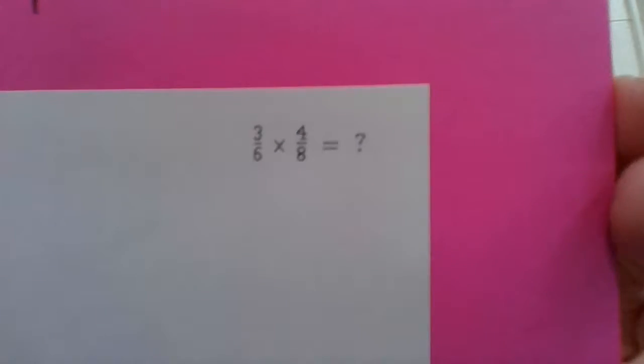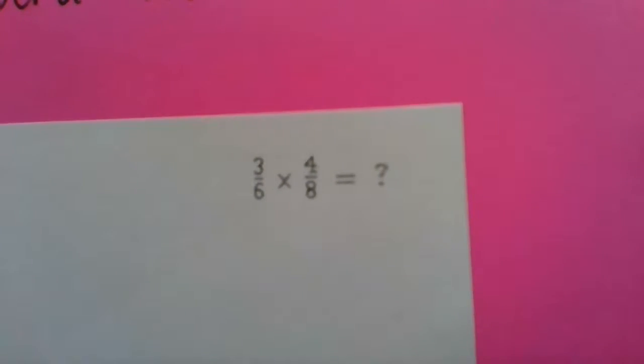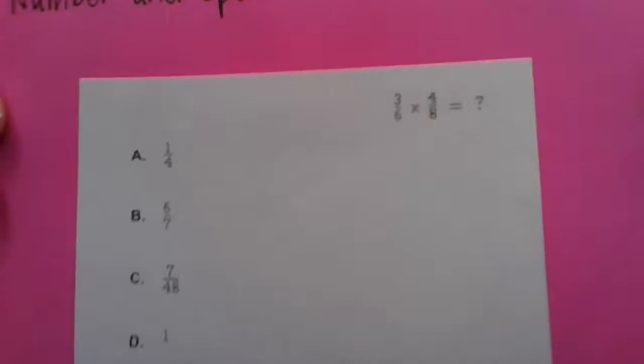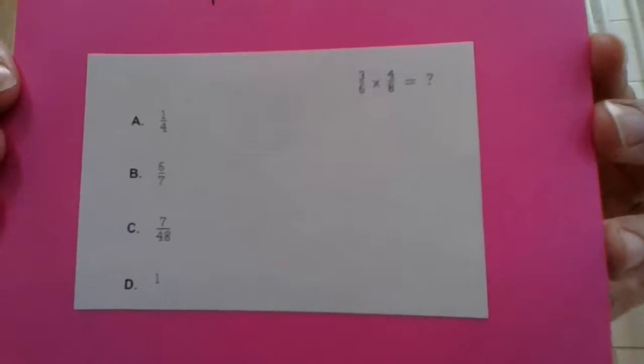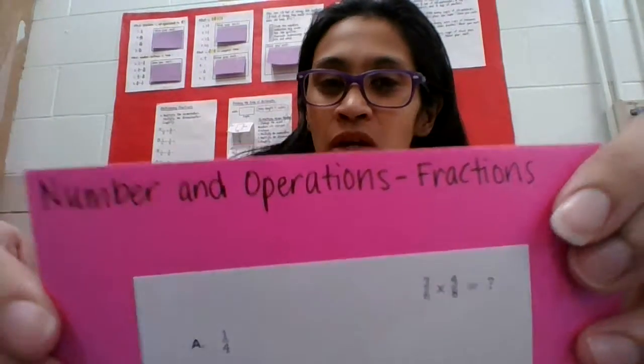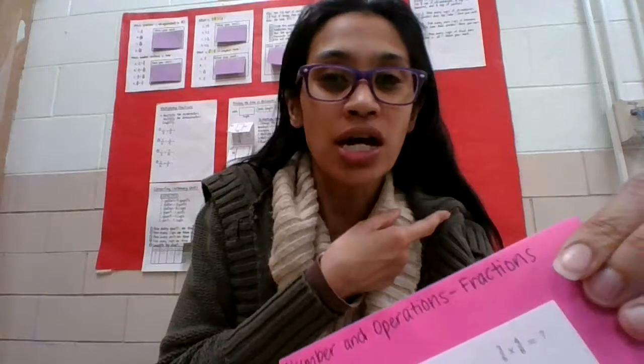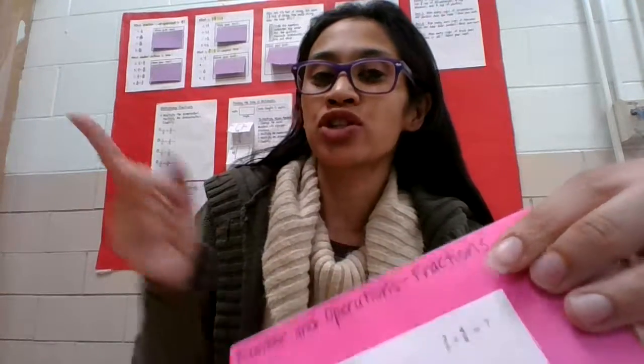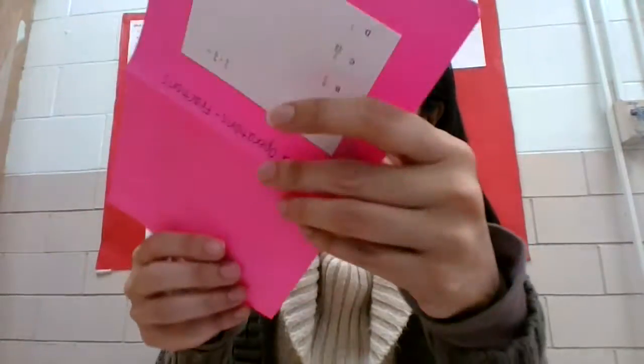All right, 3/6 times 4/8. Go ahead and write that down if you haven't and work it out. Now, when we are multiplying fractions, so easy. What are the steps? We need to multiply the numerators straight across and then multiply the denominators straight across.